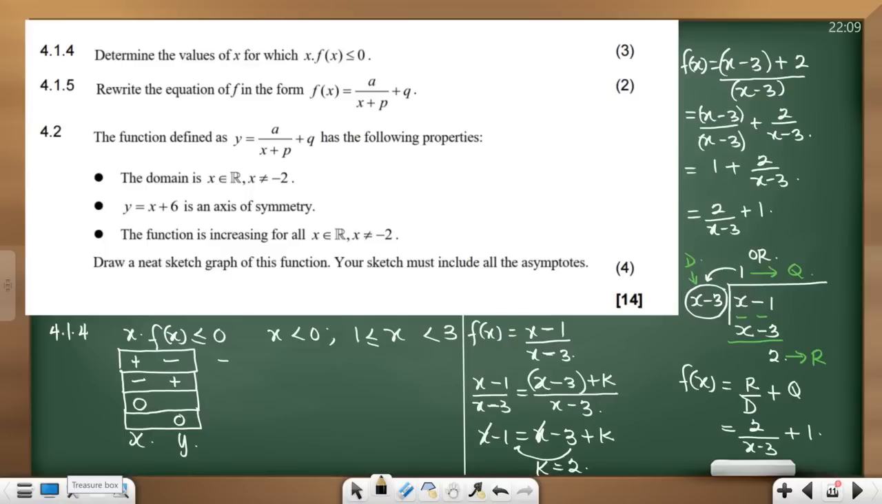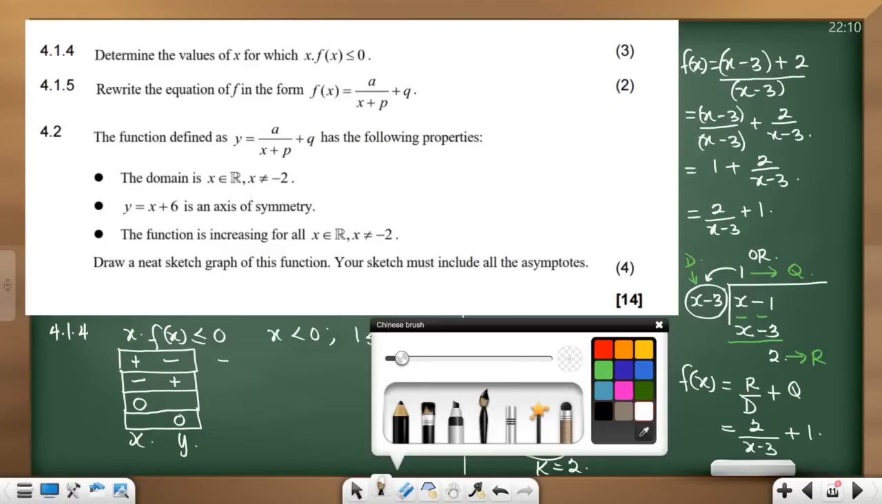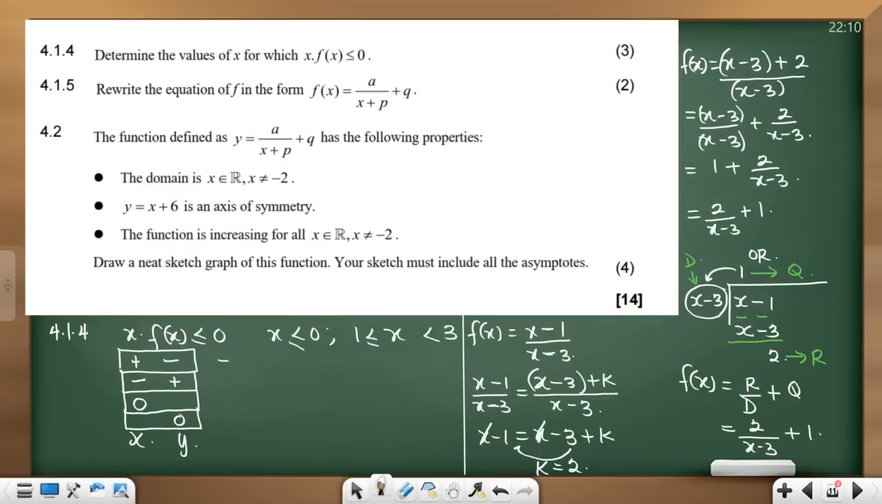Okay guys, quickly on 4.1.4, there's an omission here that we need to quickly fix. This must be x is less than or equal to 0, because the examiner says we want less than or equal to 0. Please take note of that omission, so that you are confident about your answer. Awesome, great.